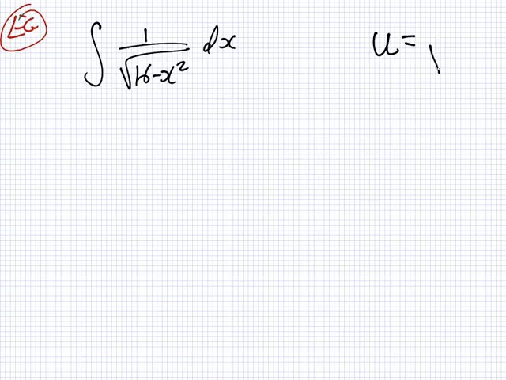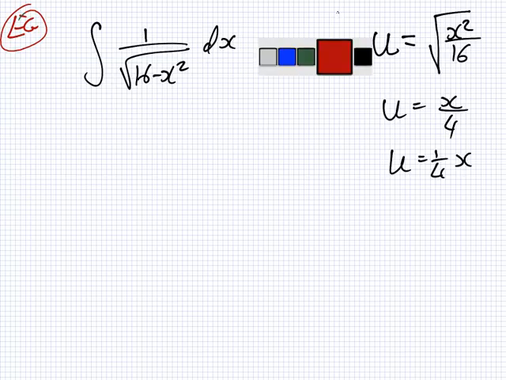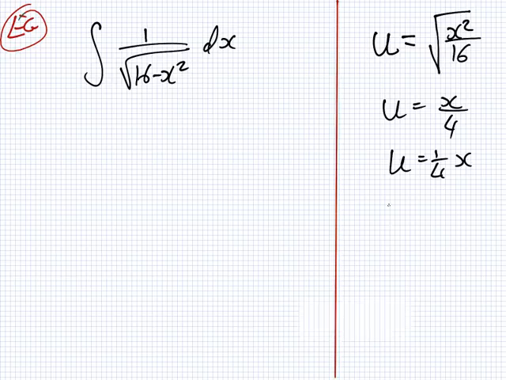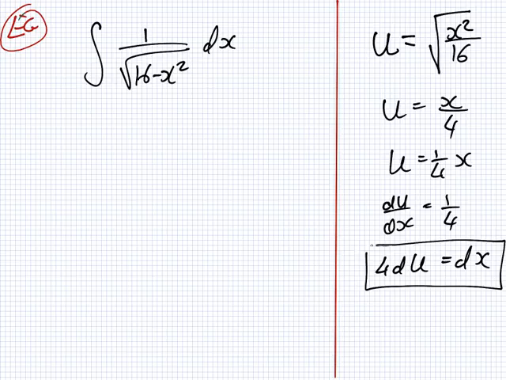It's square root x squared over 16. So u equals x over 4, so u equals a quarter x. So that means, over here I can say du dx equals a quarter, so 4 du equals dx. So I have this, which will be useful. Also I need x here. X equals 4u. That would be useful as well.